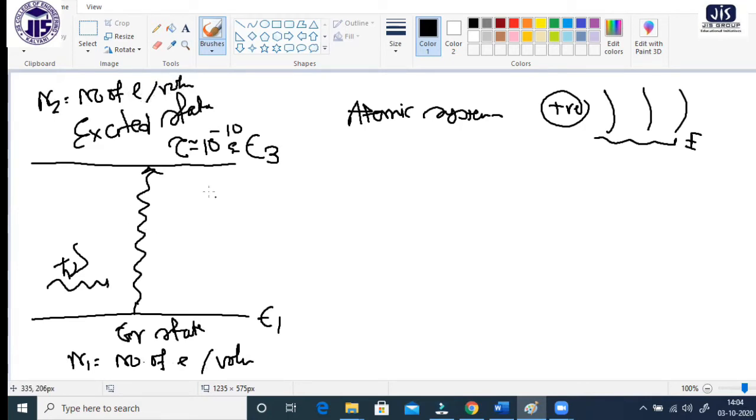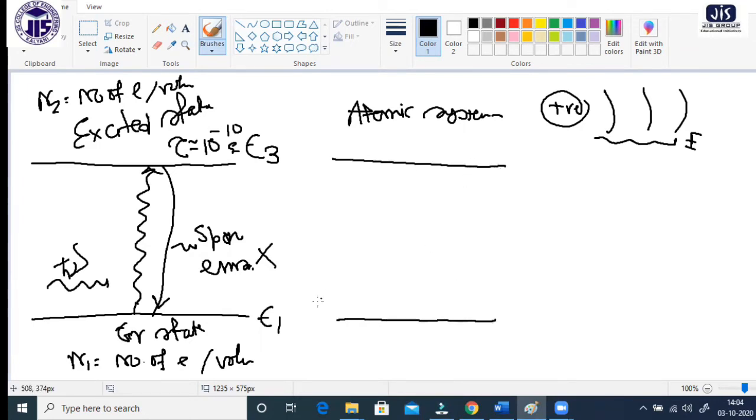But this is the metastable state. Here the lifetime of the electron is very high, 10 to the power minus 5 seconds. So now what would happen? After 10 to the power minus 5 seconds, because of spontaneous emission, the electron will come down here and radiation will come out. One photon will come out whose energy is EM minus E1.